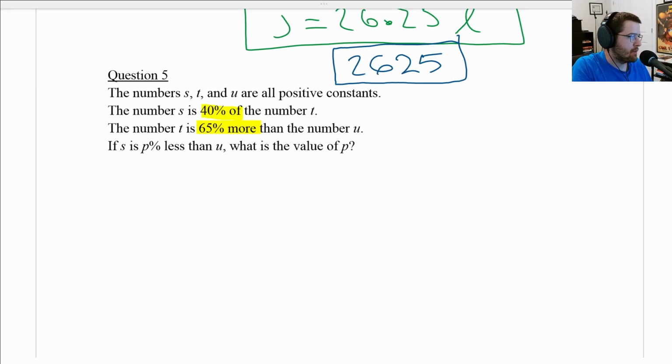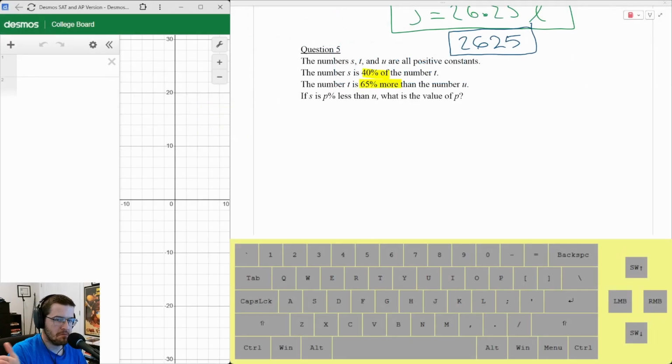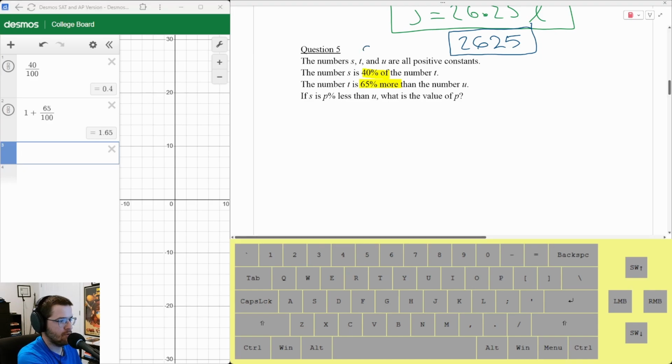Okay, question 5, same deal. We're going to take these percent wordings and just translate them to a multiplier. Let's just do it on the calculator real quick. 40% of, 40% as a decimal is 0.4. 65% increase, that is 1.65. Let me jot these down. 0.4 is that first sentence, and then that other one is 1.65.